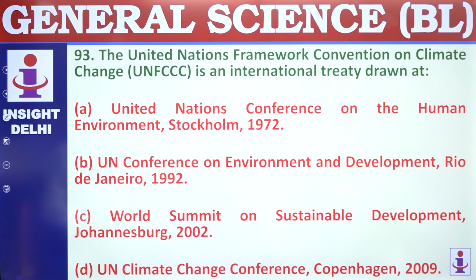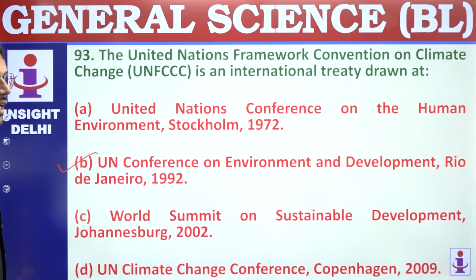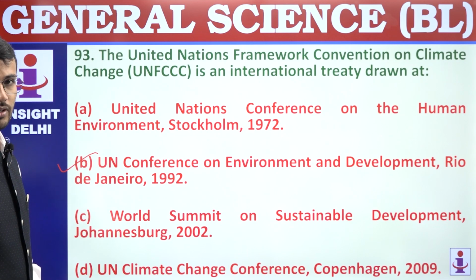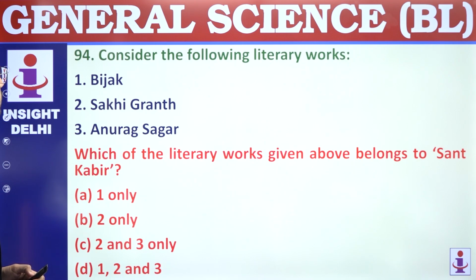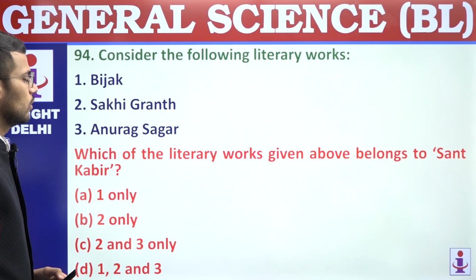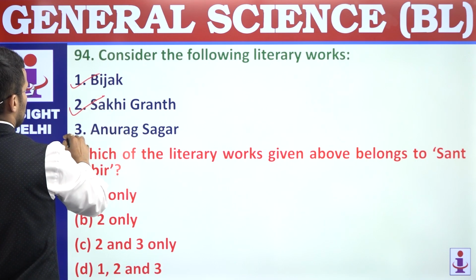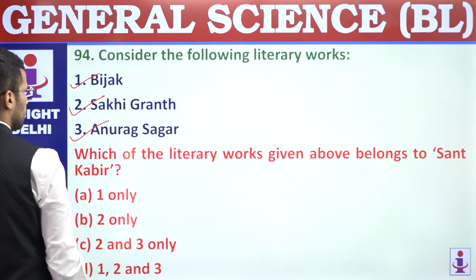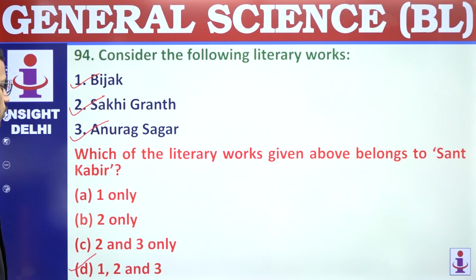93. The United Nations Framework Convention on Climate Change is an international treaty, it was drawn at Rio de Janeiro in 1992 at United Nations Conference on Environment and Development. So answer is B. Question number 93, answer is B. 94. Consider the following literary works. Which of the literary works given above belongs to Sant Kabir? So Bijak, Sakhi Granth and Anurag Sagar, all these are the literary works which belong to Sant Kabir. So answer is D, 1, 2 and 3.